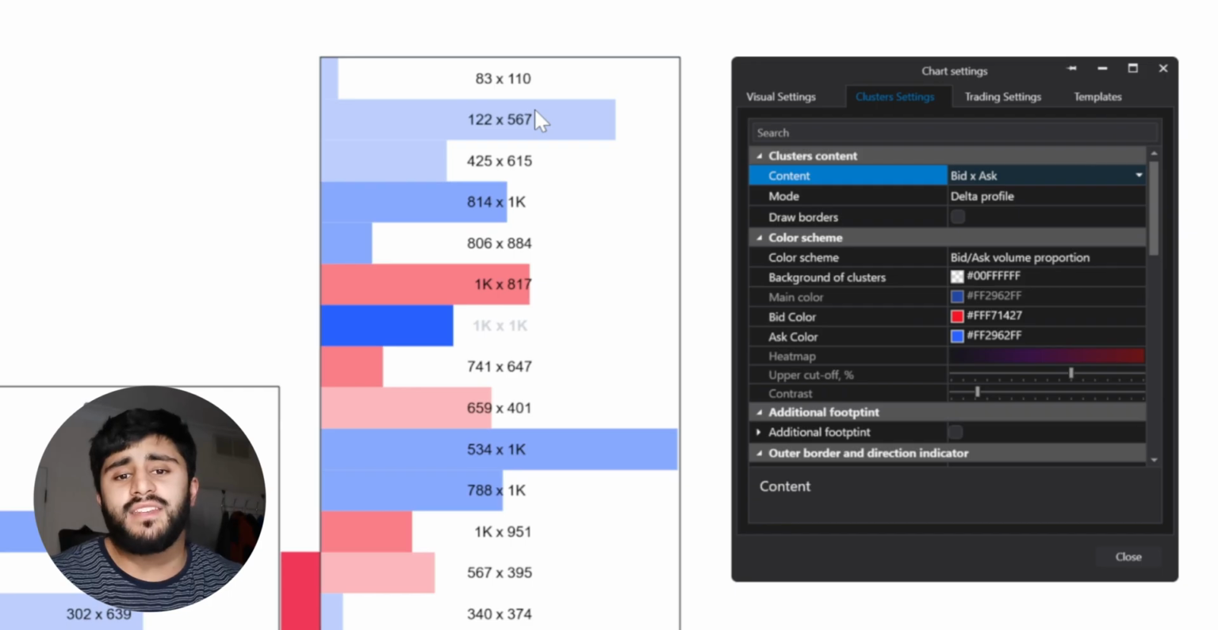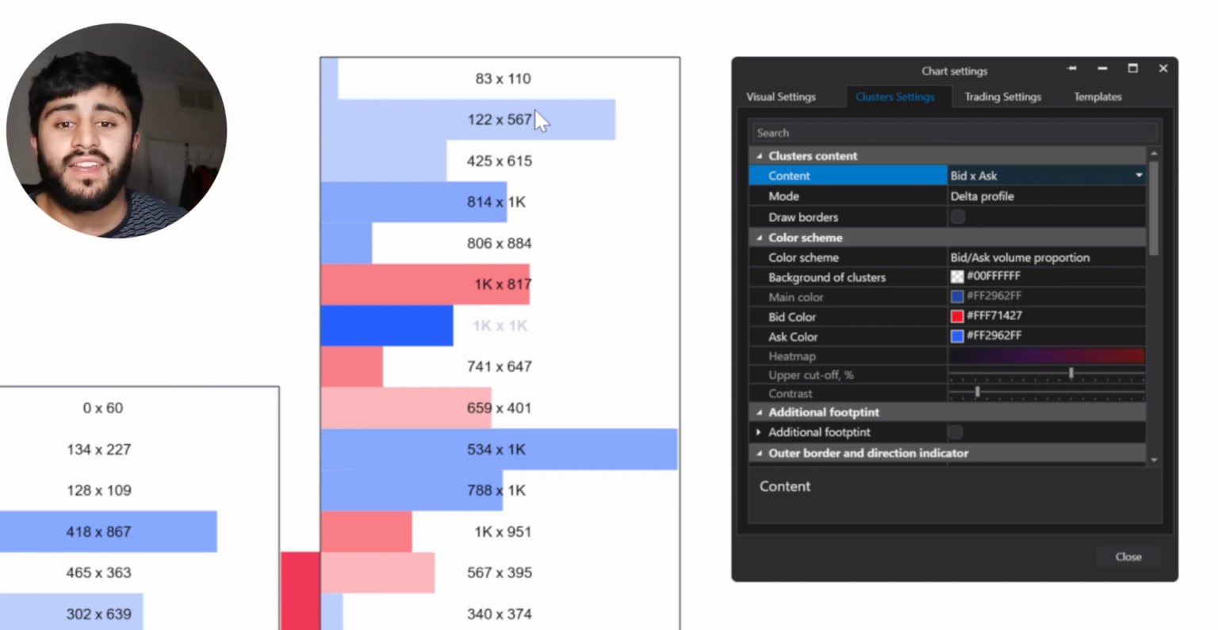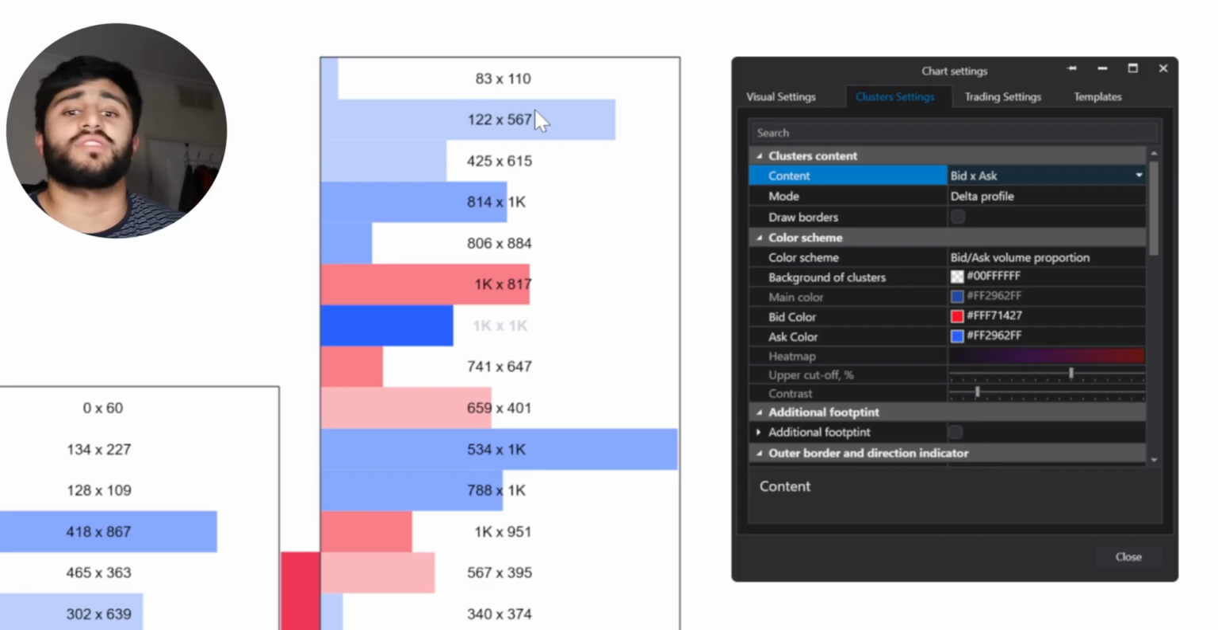That means that there's 83 market participants hitting the bid, which means that there's 83 aggressive participants that are looking to take the market lower. They are aggressively selling. They're hitting the bid and they're looking to aggressively sell at market prices. The ask is 110. So that means that there's 110 market participants looking to hit the ask. So there's 110 market participants that are looking to drive price higher.